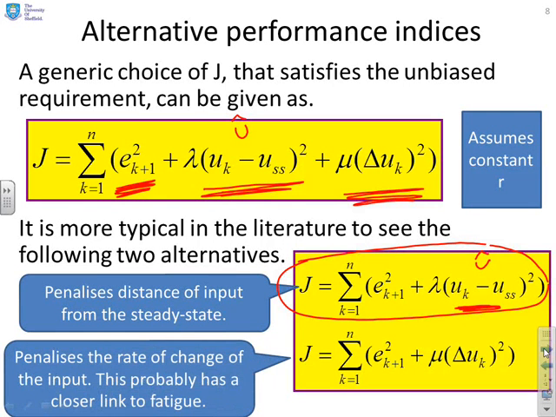If you look at transfer function formulations, people are more inclined to use this form here, where they penalize the rate in the input, so they penalize delta U squared. And you could say, well, that has some sense in it because delta U has a closer link to fatigue, and the actual value of the input is sometimes less important.